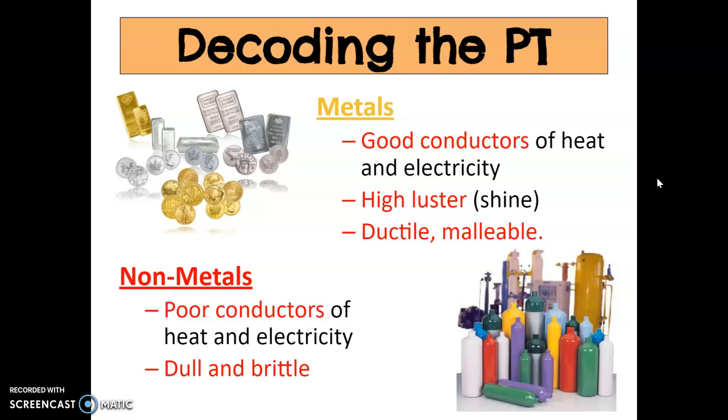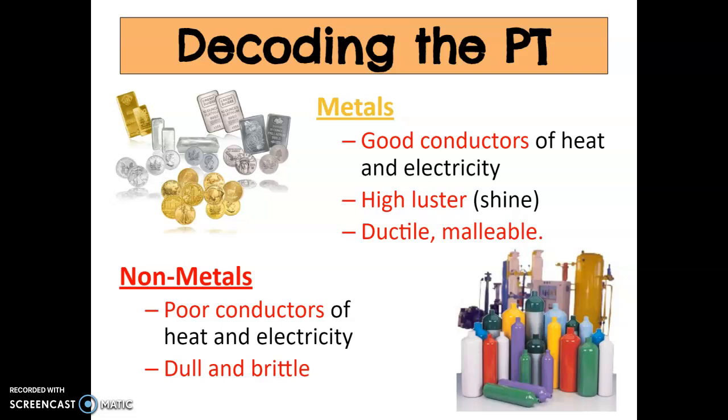So what is the difference between metals, nonmetals, and metalloids? Metals are good conductors of heat and electricity. They have a high luster, so they're very shiny, and they're also ductile and malleable. If something is ductile, it means it can basically be pounded into a wire, so think of copper wire. And malleable just means the metal can be pounded into a shape and it will retain that shape.